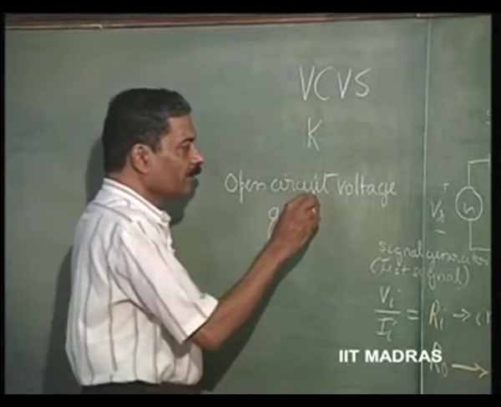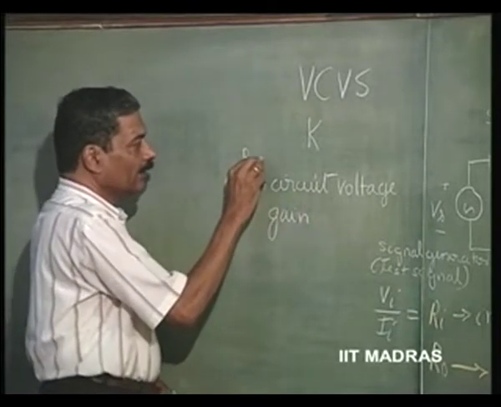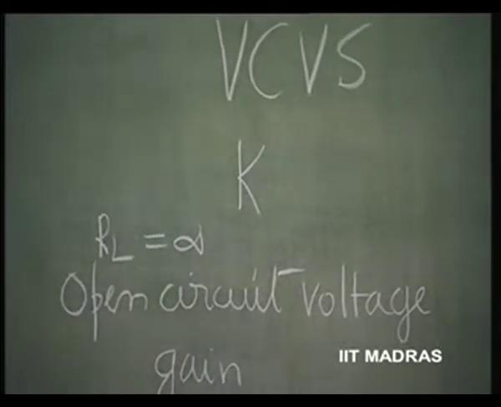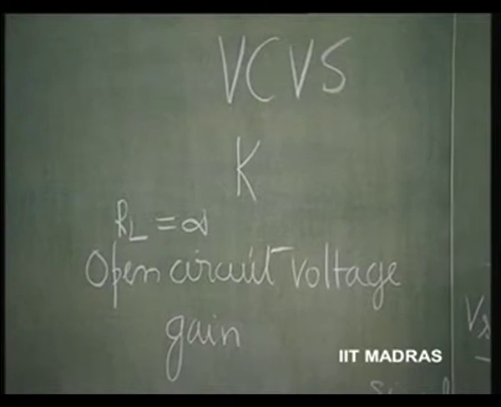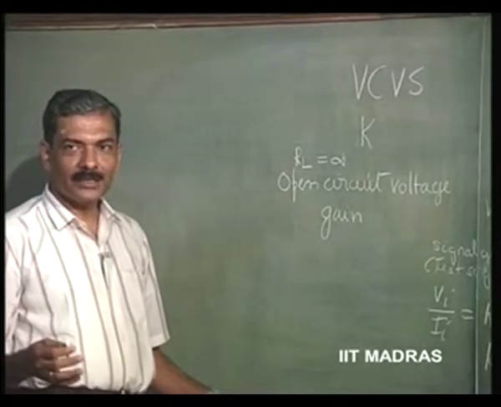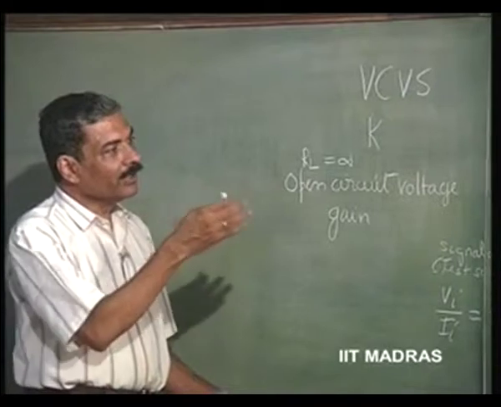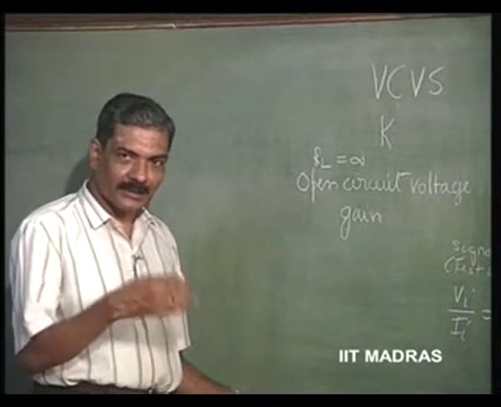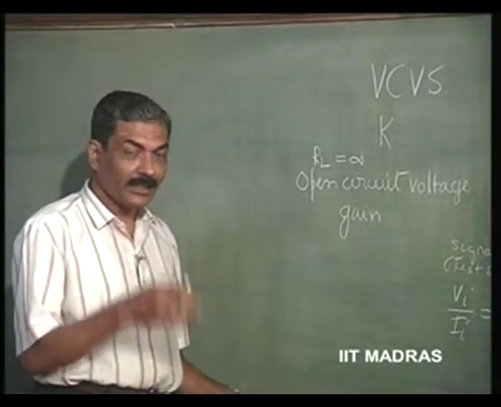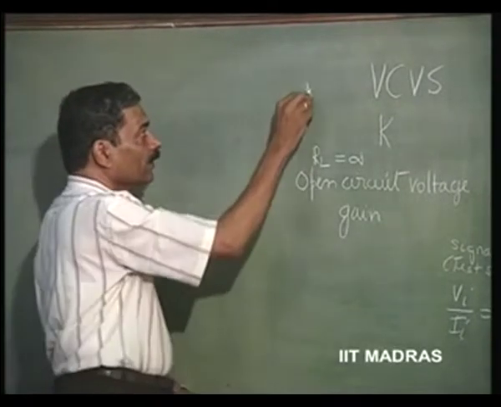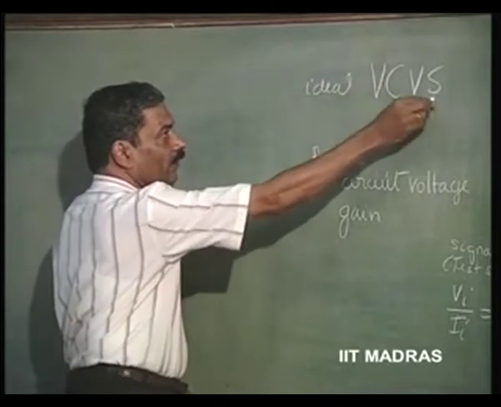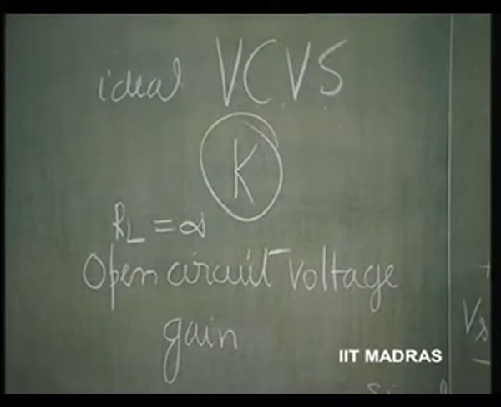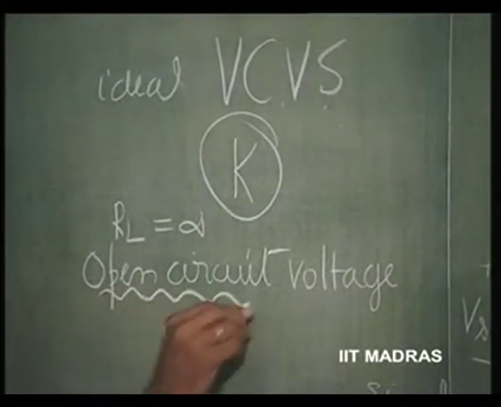That is, what it means is open circuit means RL is equal to infinity, or in the case of an ideal voltage controlled voltage source, R naught is 0. So, V naught is going to be equal to k times VI, there is no problem. The only parameter that will exist then of significance in the case of an ideal voltage controlled voltage source is k, the voltage gain. Therefore, this is what is called voltage gain.